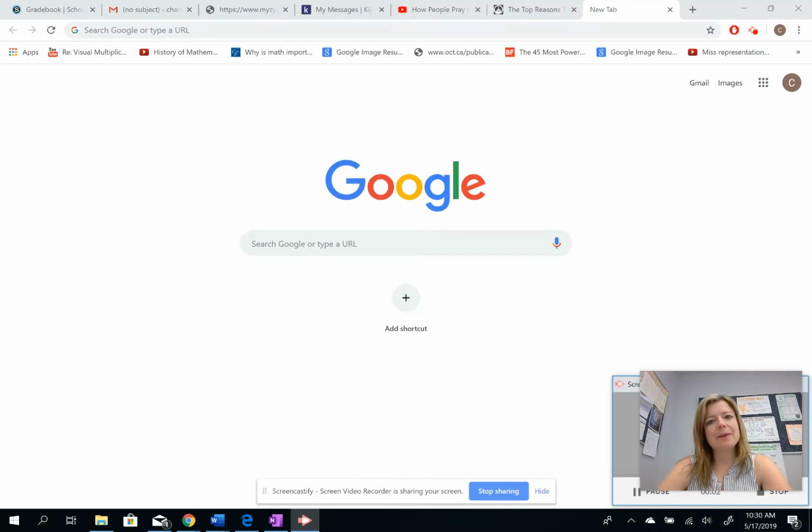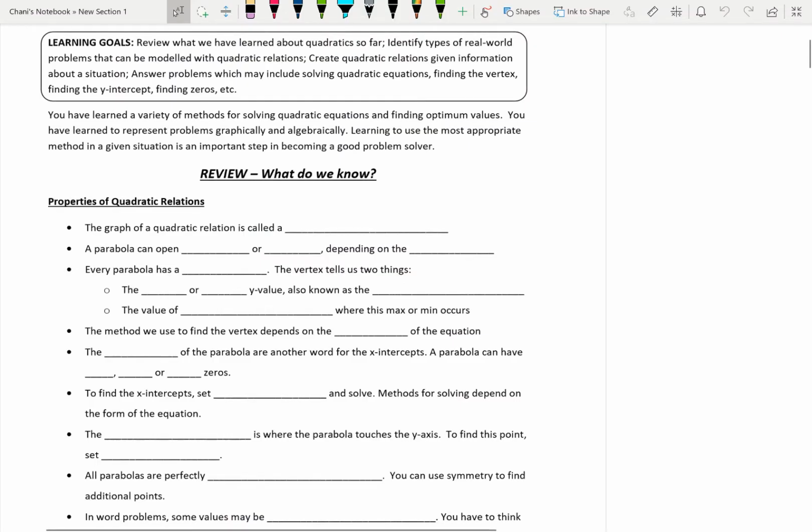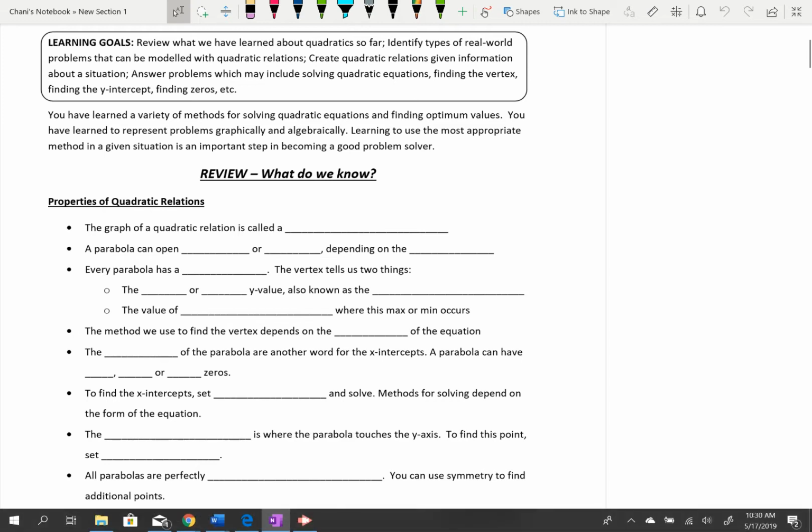Hello. Today we are moving on to some problem solving with quadratics and using all of the skills that we learned to solve some real world problems. In this note, you'll see it's a large note. It's going to be broken down into 3 videos, kind of separating the types of questions that we're solving, so you can kind of categorize them that way.